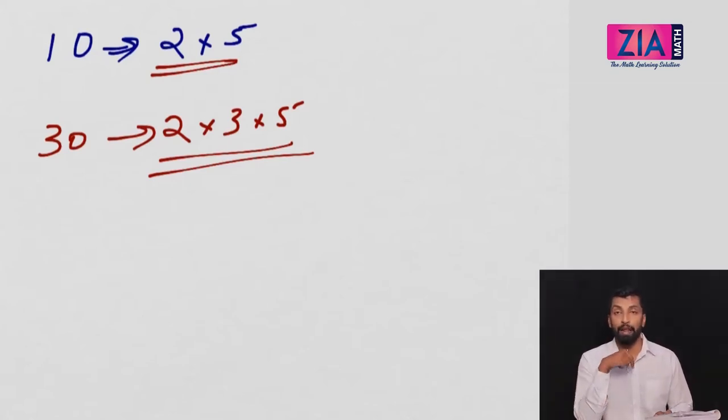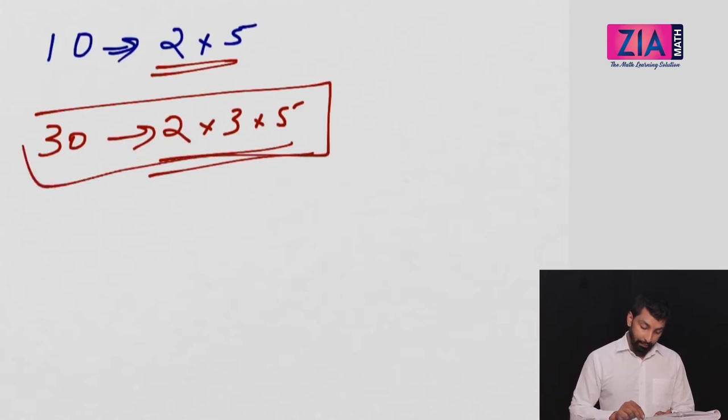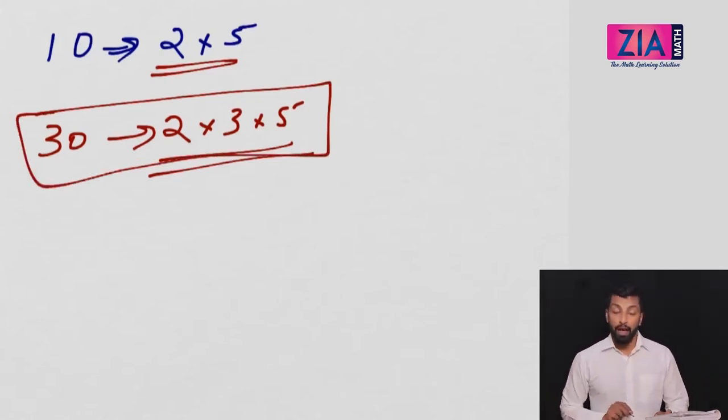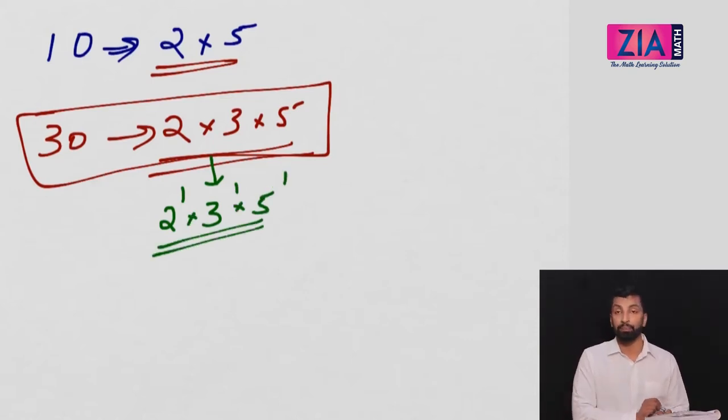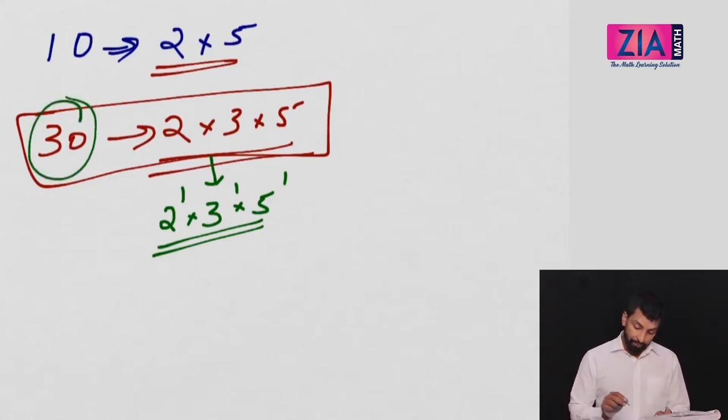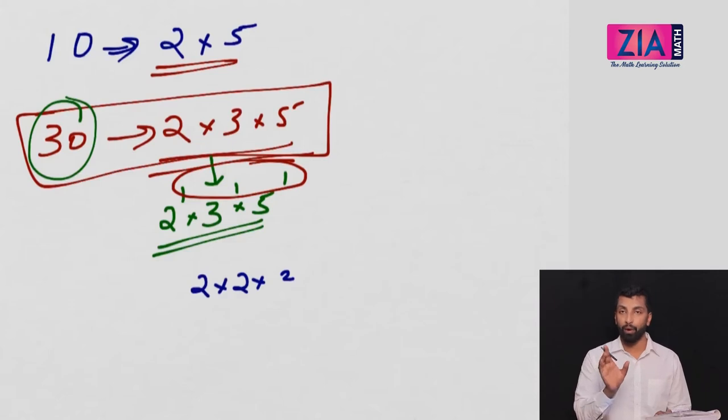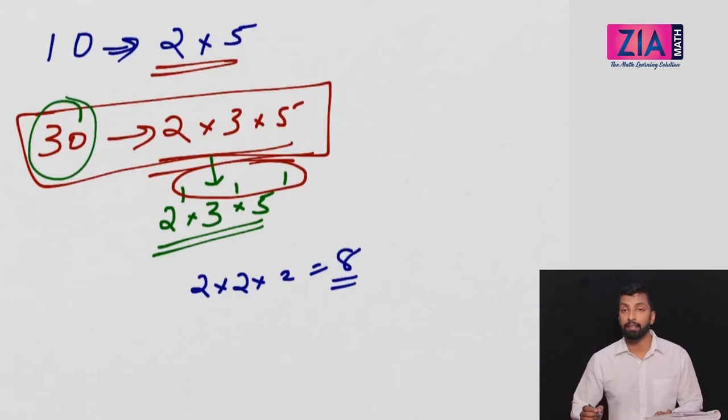Now, based on this prime factorization, let's take 30, 2 into 3 into 5. I can find the number of factors of 30. So what you have done here: 2 raised to 1, 3 raised to 1, 5 raised to 1, right? This is the prime factorization of 30. Now, the number of factors of 30 will be, see, the powers are 1, 1, 1, right? So the number of factors will be 2 into 2 into 2. I'll tell you why and how, but I'm just writing. This is 2 cube, which is nothing but 8. So 8 factors are there for 30.